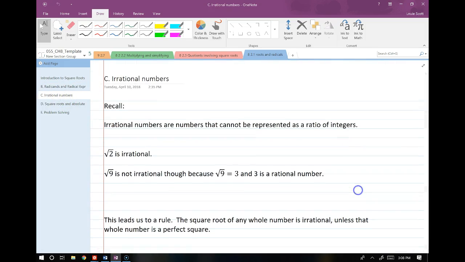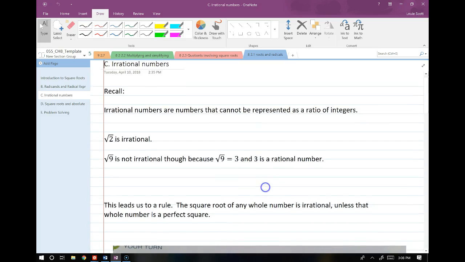Okay, so let's talk about irrational numbers. These are some of my favorite numbers. Irrational numbers, these are numbers that cannot be represented as a ratio of integers, right? So there's no fraction that can represent an irrational number. Root 2 is irrational. That means there's no fraction of integers that can represent root 2 at all.